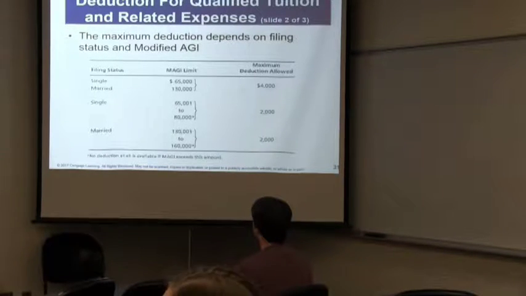Does it look like for a single, the MAGI limit is 65, you get the 4,000, but if it's single and it's 65 to 80, then it's 2,000, then married it's 130, you get 4,000, but at the bottom if it's 130 to 160, it's 2,000. Does that make sense? Is that right? That's how I see it.